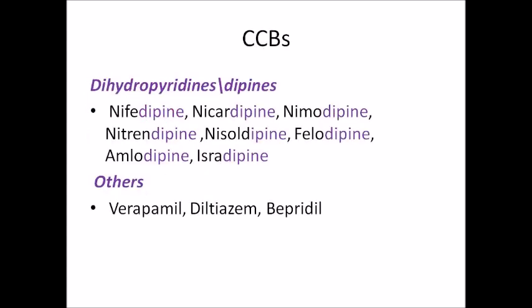The next group of drugs that can be used as antihypertensives is calcium channel blockers. The classification of calcium channel blockers goes like this: dihydropyridines and other drugs. The dihydropyridines are the commonly used ones. These names end with dipine: nifedipine, nicardipine, nimodipine, amlodipine, felodipine, isradipine. You must be very familiar. So these are the calcium channel blockers.